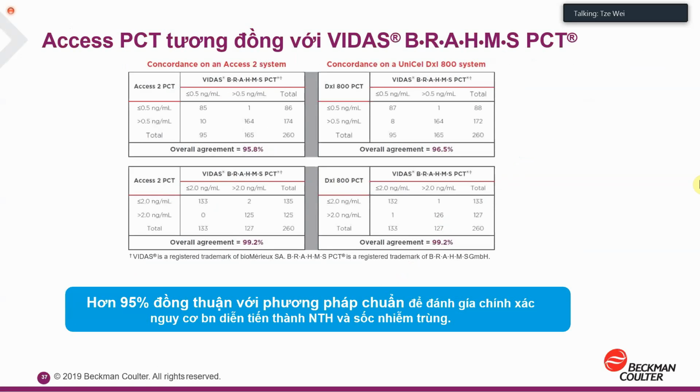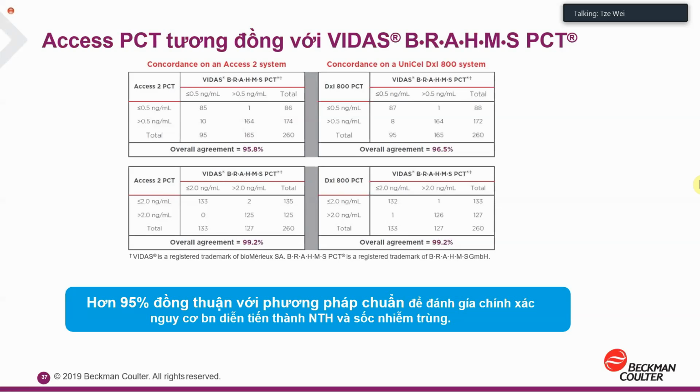And we also see very good correlation at the key clinical cutoff points, which are at 0.5 and 2. So we can see that overall agreement is 95%. In some cases, especially at 2 nanograms per mil, where there's increased risk for progression to sepsis or septic shock, overall agreement is almost at 100%. So I think we can conclude from these studies that there is at least more than 95% overall agreement with the predicate method for accurate assessment of patients for risk of progression to severe sepsis and septic shock.